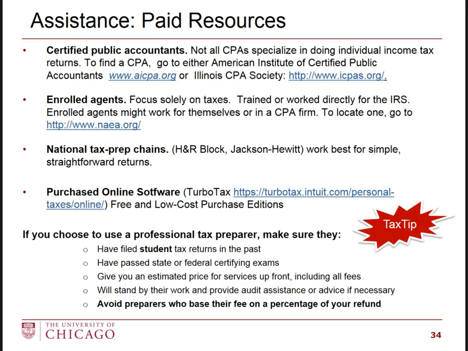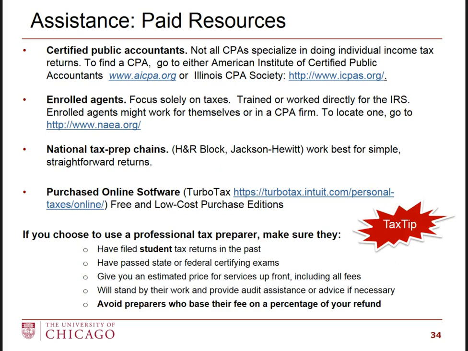Finally, if you do wish to utilize paid resources, we have some recommendations for you when seeking these out. Just remember first that not all certified public accountants specialize in income tax returns. To find more information on a CPA, you may utilize these professional websites. Also, for tax assistance, individuals may be called an enrolled agent. These individuals only focus on taxes and are trained by or work directly for the IRS. Enrolled agents may work for themselves or in a CPA firm. To locate one, you may go to the following website.